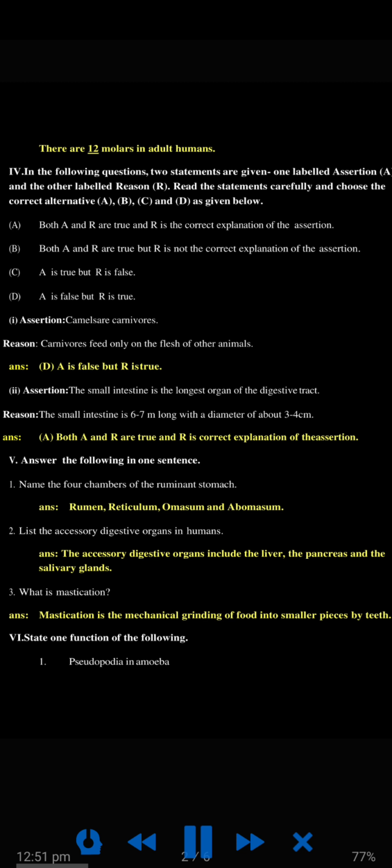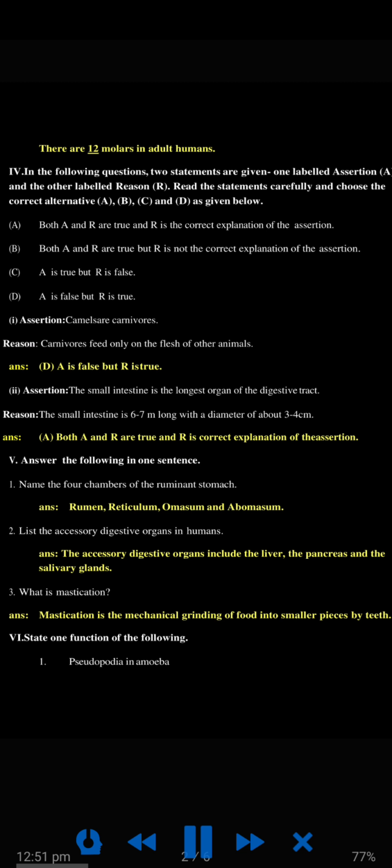V. Answer the following in one sentence. 1. Name the 4 chambers of the ruminant stomach. Ans. Rumen, reticulum, omasum and abomasum. 2. List the accessory digestive organs in humans. Ans. The accessory digestive organs include the liver, the pancreas and the salivary glands. 3. What is mastication? Ans. Mastication is the mechanical grinding of food into smaller pieces by teeth.